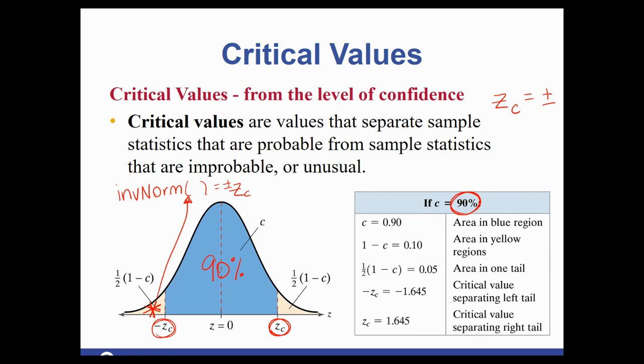In order to find that piece, there's a little formula over here. It's 1/2 times (1 minus c). C is the confidence that you were given. So 90% would be 0.9. You plug it in that little formula to get 0.05, which plugs into your inverse norm. And that is where they're getting their critical values from, both the positive and the negative.